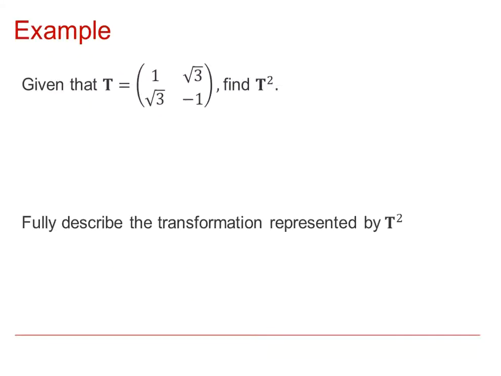So example, we've been given a matrix T, which is 1, root 3, root 3, minus 1, and we want to find T squared, and then describe the transformation it represents. So T squared is 1, root 3, root 3, minus 1 multiplied by itself. Remember, I wouldn't recommend squaring the matrices by inspection. I would write it out. Far less likely to make a mistake.